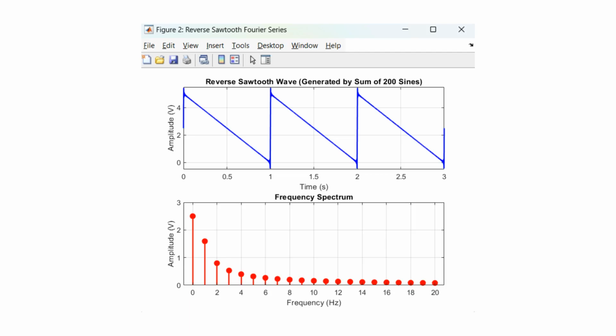Small oscillations near the discontinuities are visible. These are expected and are caused by the finite number of harmonics used in the reconstruction. This effect is known as the Gibbs phenomenon.